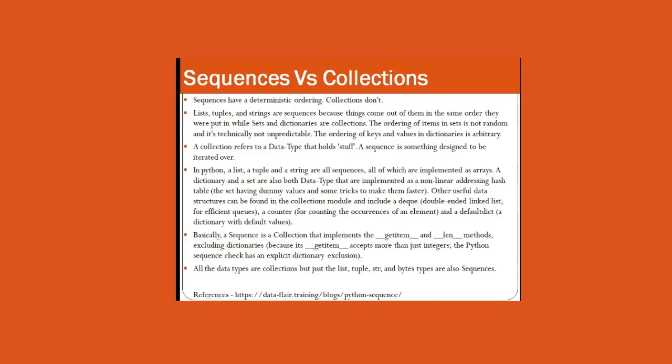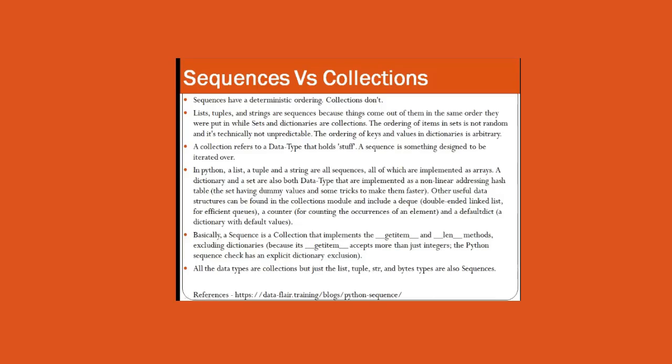List, tuple, and strings are sequences because they have a particular ordering: the things come out of them in the same order they are put in. Sets and dictionaries are collections, and the ordering of items in sets is not random, it's technically not unpredictable. The ordering of keys and values in dictionaries is arbitrary. So we can say a collection refers to a data type that holds stuff, and a sequence is something designed to be iterated over.